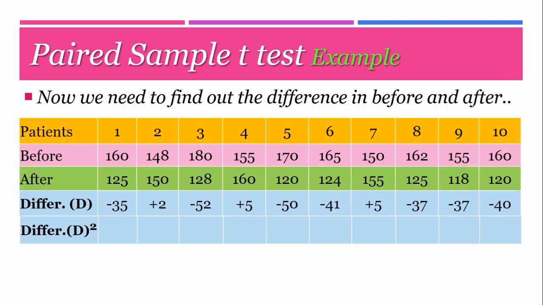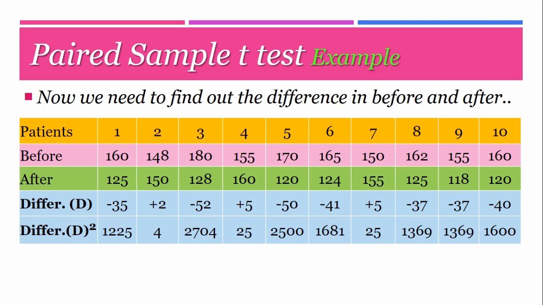We also have to calculate the square values of these difference values. That means the square of minus 35, square of plus 2, square of minus 52, and so on. The squared values of all these difference values will be written in the lower column. So now you can see we have D values and D square values. But in the formula we need summation of D and summation of D square, so we add the D values and we also add all the D square values separately.